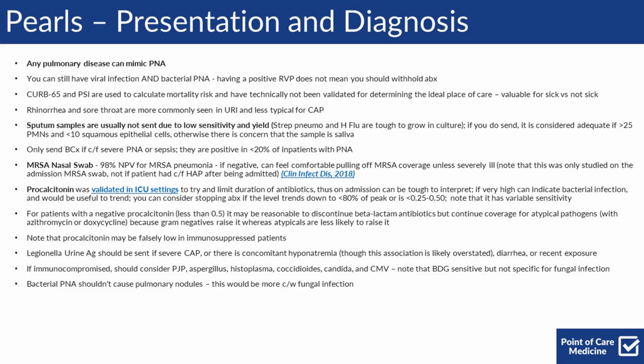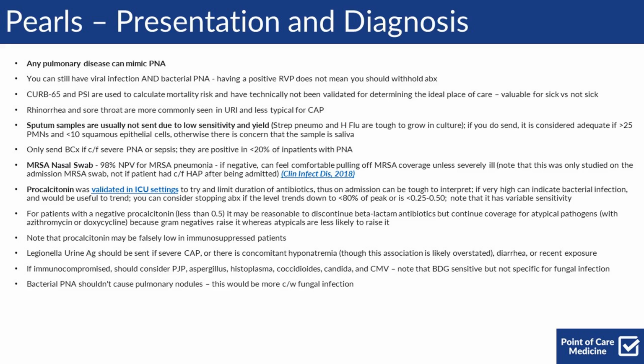For patients with a negative procalcitonin of less than 0.5, it may be reasonable to discontinue beta-lactam antibiotics but continue coverage for atypical pathogens with azithromycin or doxycycline, because gram-negatives raise it, whereas atypicals are less likely to raise it. Note that procalcitonin may be falsely low in immunosuppressed patients.